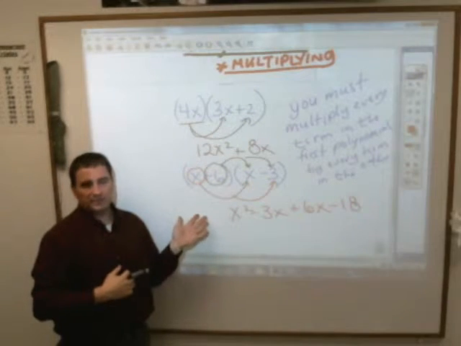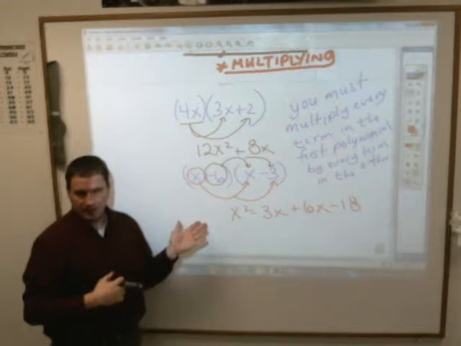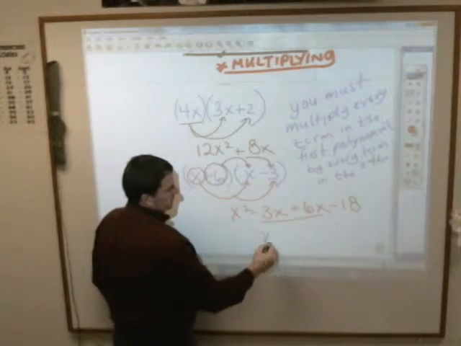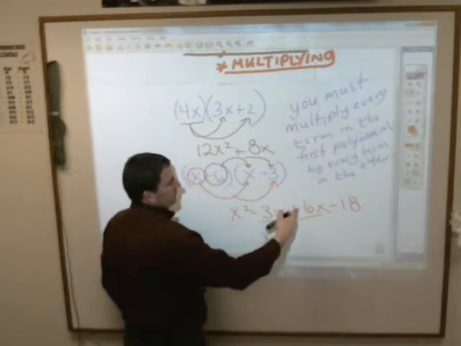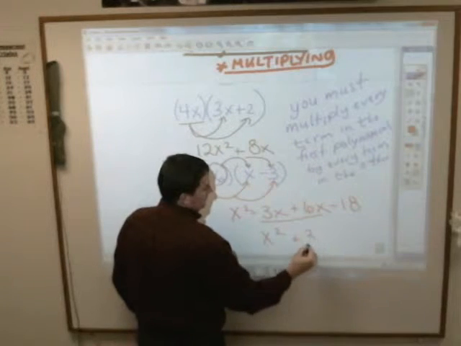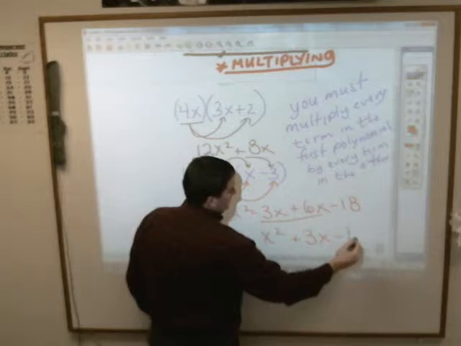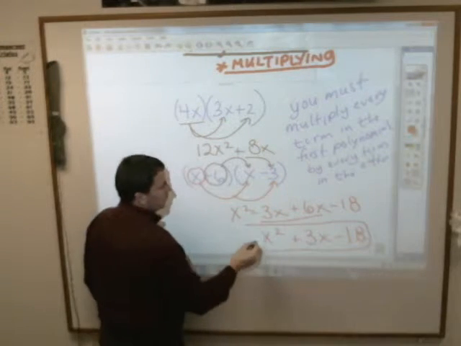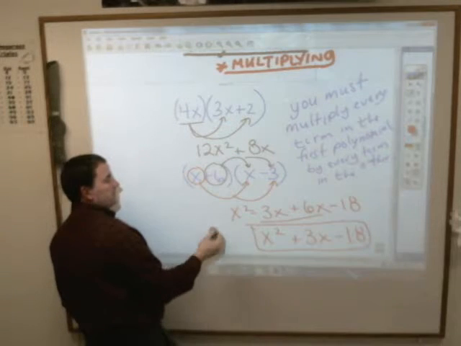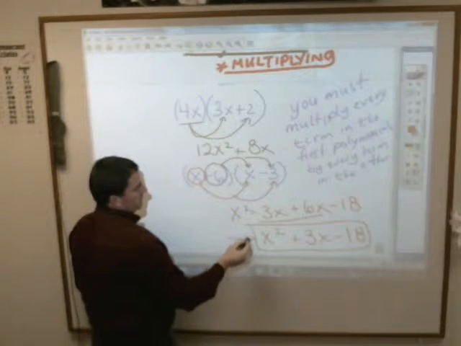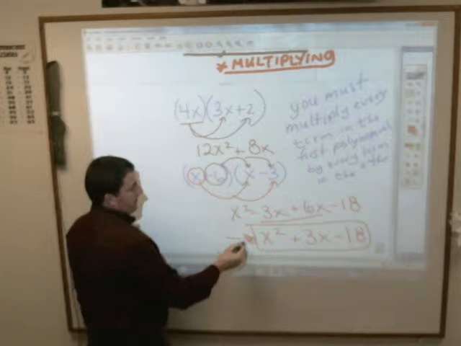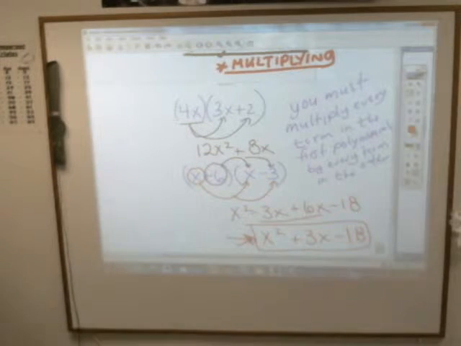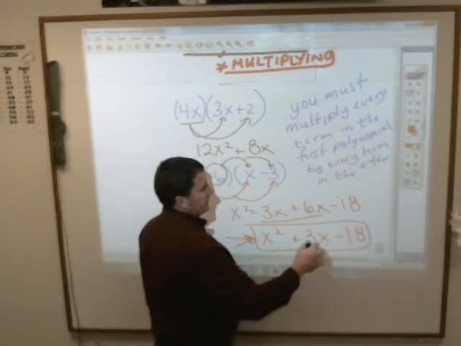Now once I do that, I have to see, can I simplify? Can I add any like terms? Yeah, these two are alike, so you can put those together. x squared stays, negative 3x plus positive 6x is 3x, and then the minus 18. Multiplying those two binomials together ended up giving me this trinomial. Happy with that? Sure, why not?